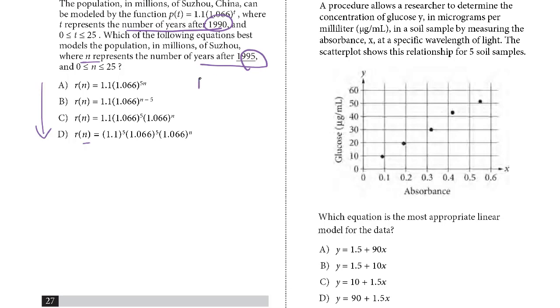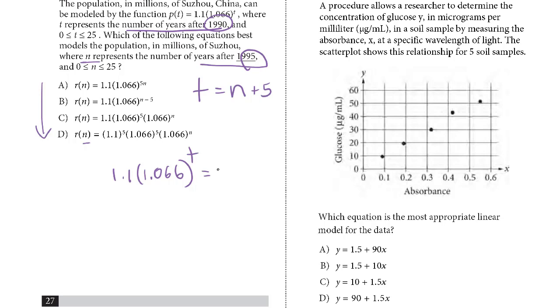We know t is the years since 1990, n is the years since 1995, so t equals n plus 5. Think about it. If the year were 2000, since 1995 that would be 5 years. 5 plus 5 is 10 years, which is exactly how many years it would be since 1990. Okay, now I can run with this. The original equation, 1.1 times 1.066 to the t, represents the population.